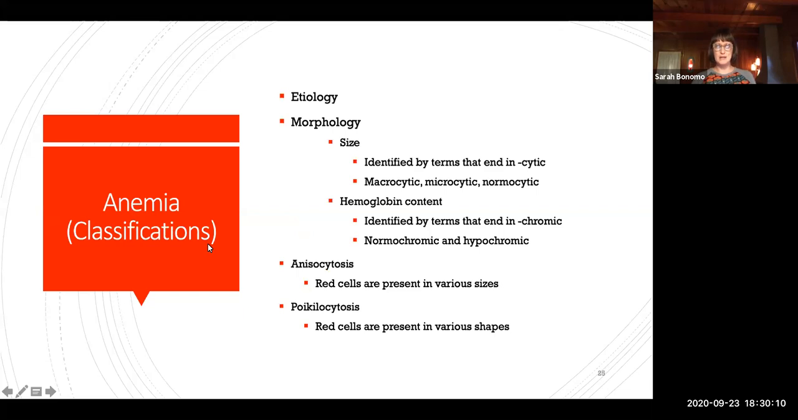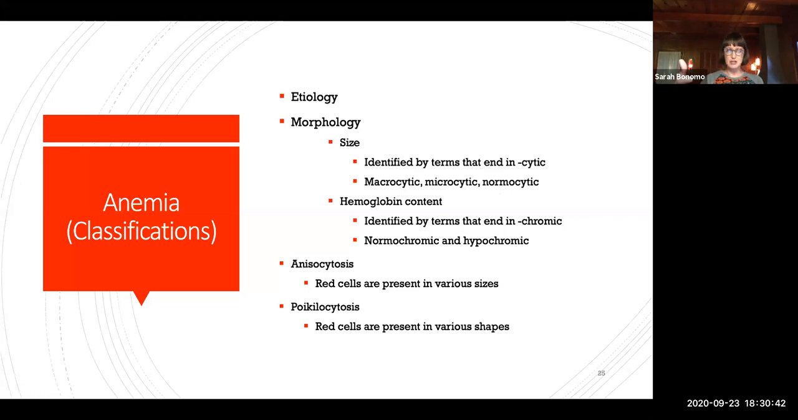So when we look at how we classify anemias, we want to keep in mind the terms ending in cytic. You can see over here on the right-hand side, because that is directly related to size. If you see normocytic, microcytic, macrocytic, that's going to be indicative of the size of the cells. If you see chromic as a suffix on the word, we're talking about hemoglobin content of the cell.